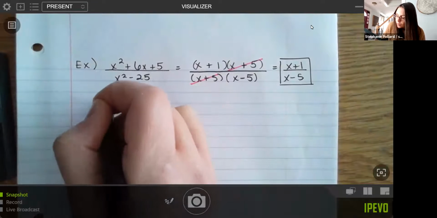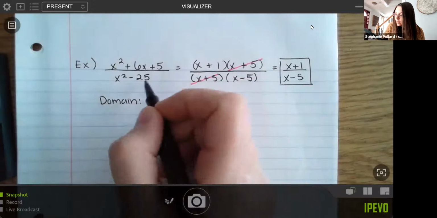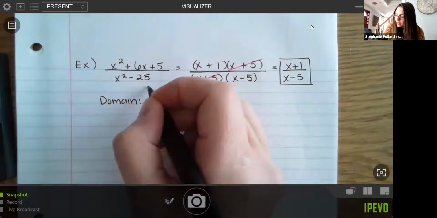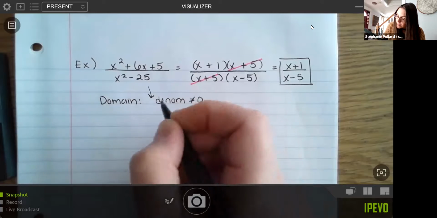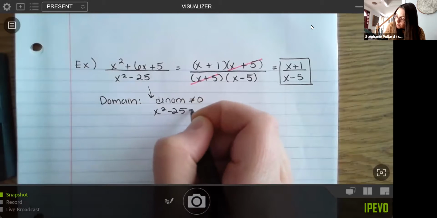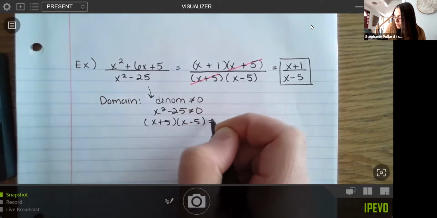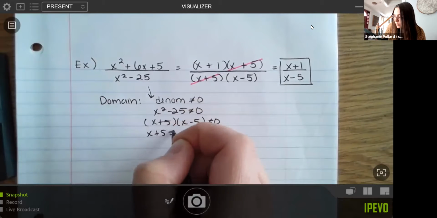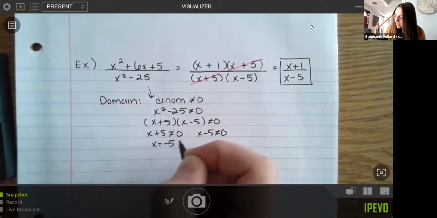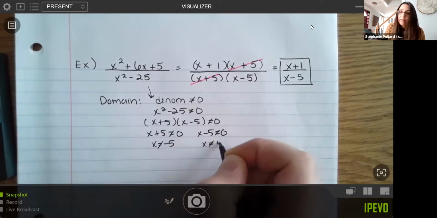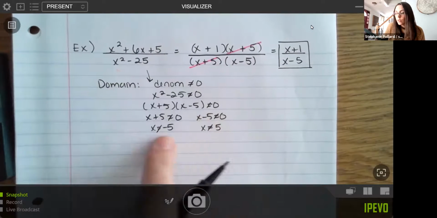But again, when you're doing your domain, you have to be careful here. You do have a denominator here that's different than this one, right? So if I look at this denominator, it was x squared minus 25, which factored into x plus 5 and x minus 5. So you have two pieces here we have to watch out for. So you have to exclude -5 and then also +5. So again, you see the +5 at the end, but you have to be careful when you're doing domain.